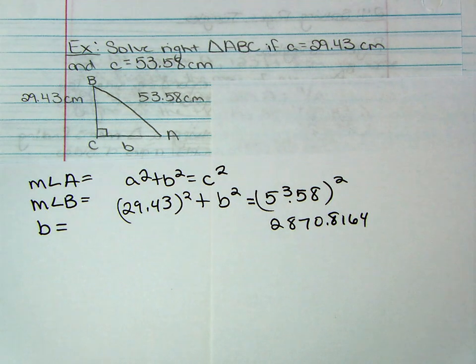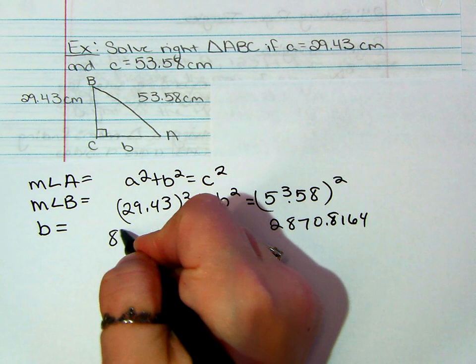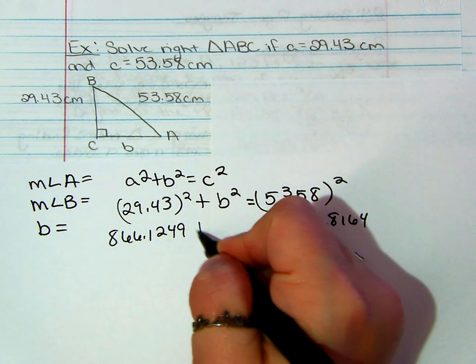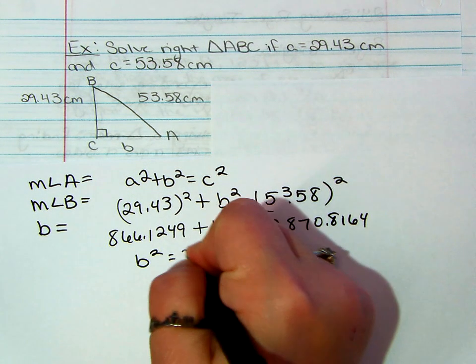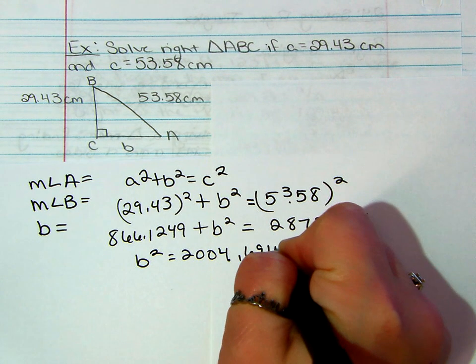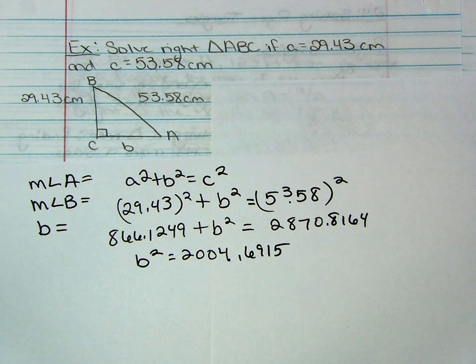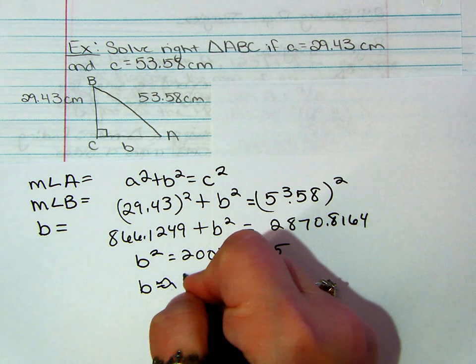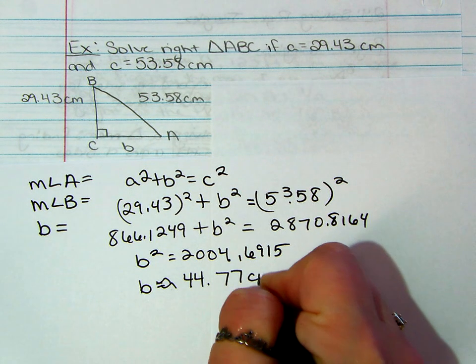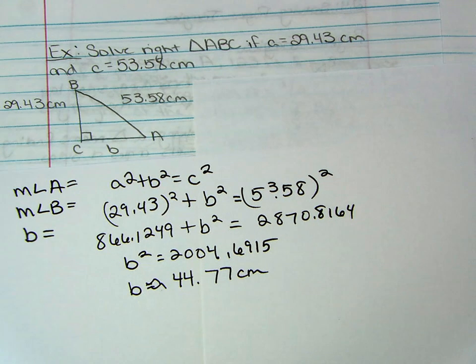2870.8164. And if any of your numbers ever differ from mine, please let me know, because I'm definitely not perfect. And then to get what B actually is, we're going to have to square root that number. This one doesn't say round to 2 decimal places, but it does want you to round to 2 decimal places. 44.77 centimeters. Let me check to see if that's what I got the first time. Yep. Okay.